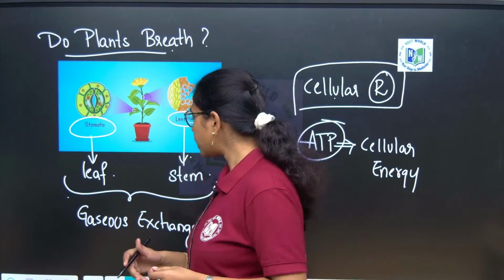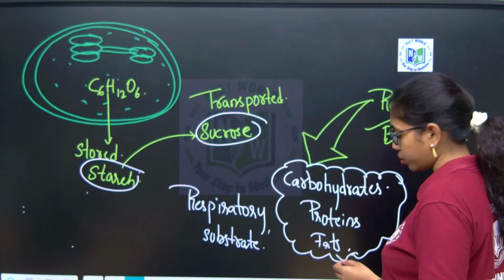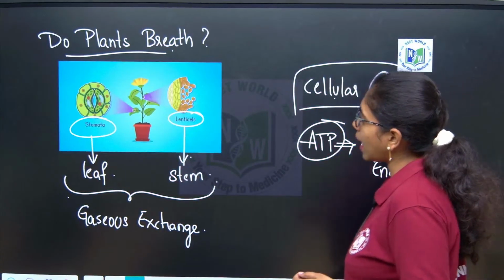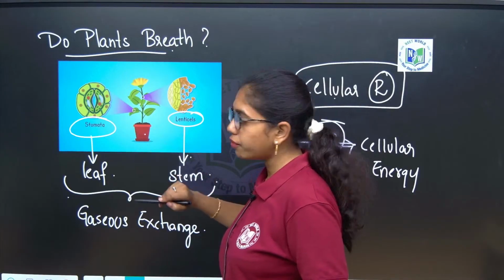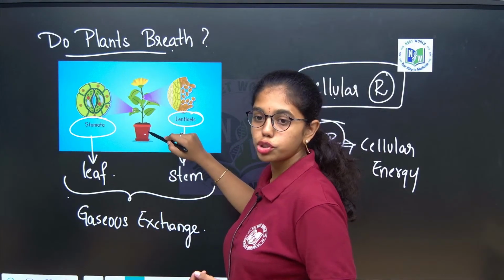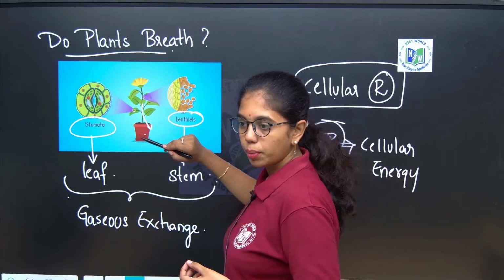And just now we discussed transportation of glucose in the form of sucrose. For example, in a plant, glucose is formed over the leaf, but energy is required for root cells also, and for shoot cells also. So the transport takes place in the form of what?